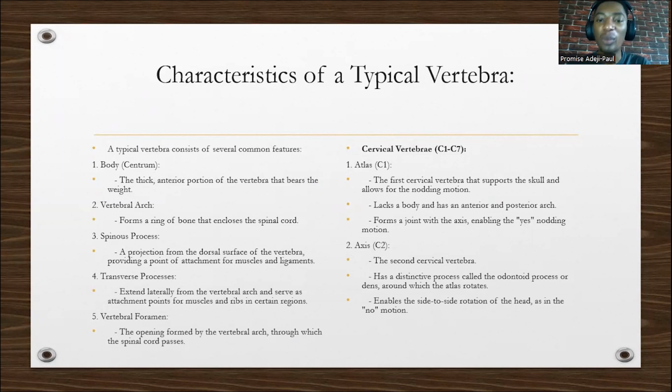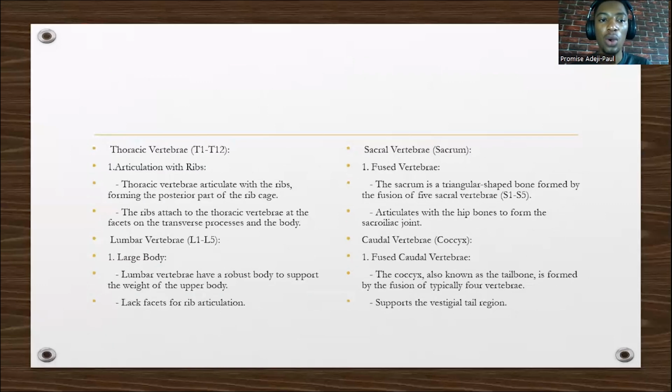Please, this is a very important point. Atlas is for nodding. Please take note. It lacks a body and has an anterior and posterior arch. So it helps in the yes nodding. Once you see that question, yes nodding, your mind should go to what? Atlas. So what about axis? Axis is the second one, and this one helps for the no, to make your head rotate like this. Please take note. It helps for the side to side rotation of the head, as in the no motion.